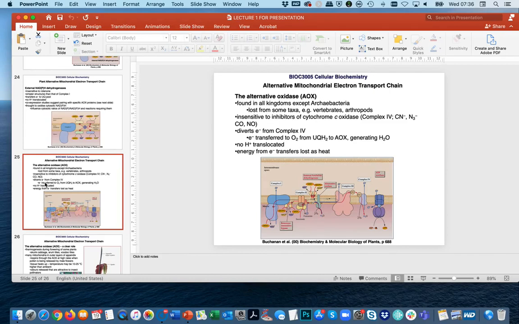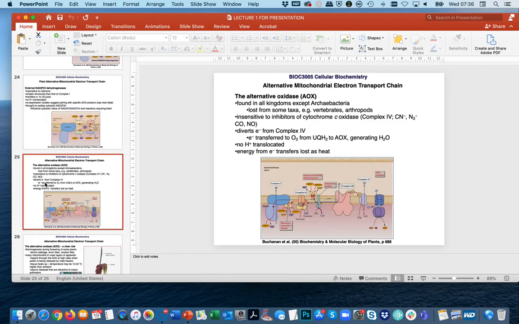So when cytochrome C oxidase was inhibited by cyanide, for example, there was still mitochondrial electron transport going on. Besides cyanide, azide also inhibits cytochrome C oxidase, but not the alternative oxidase. Carbon monoxide and nitrous oxide also inhibit cytochrome oxidase, but not the alternative oxidase.